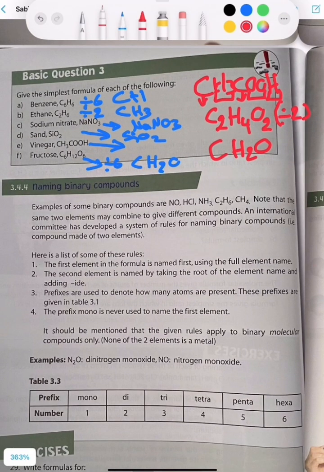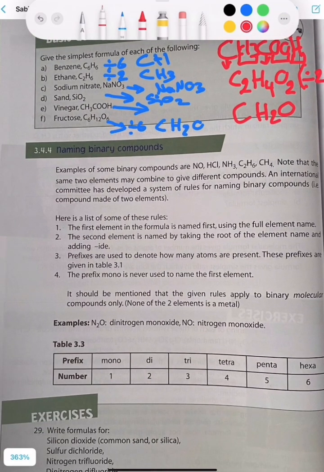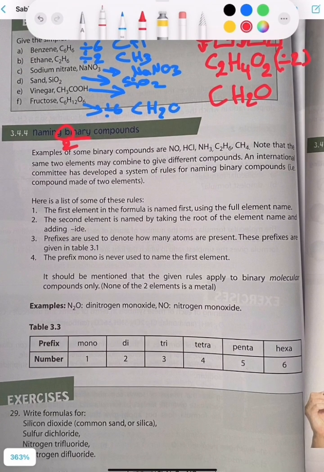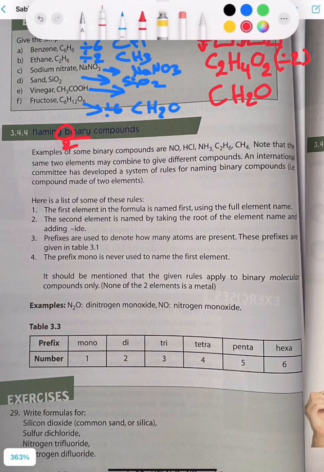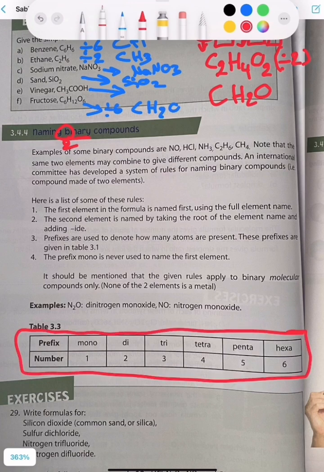Next we have how to name binary compounds. Binary, meaning bi, meaning we have 2 different elements combined together. We call them binary. How would you name them if they are molecular compounds? You have to use this table. We already took this in grade 9. You have to mention numbers, mono. The only tricky thing is that whenever you have mono at the beginning, do not mention it. So the number first, then the name, number first, then the name.